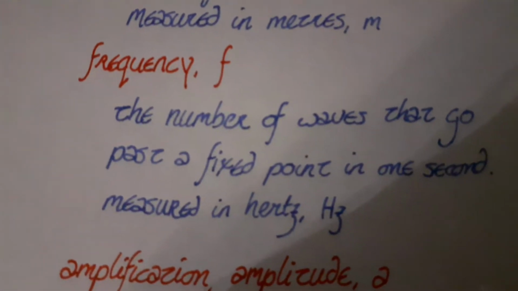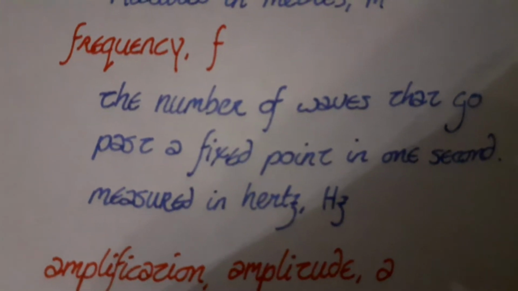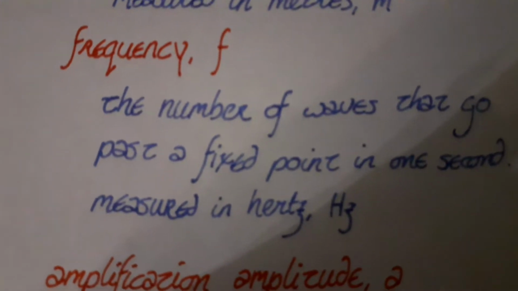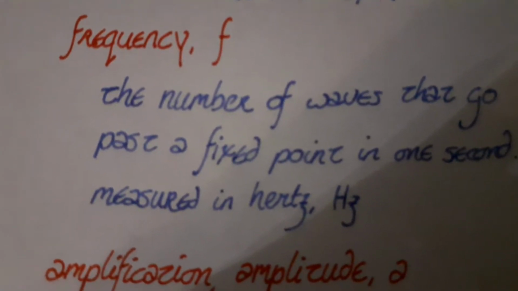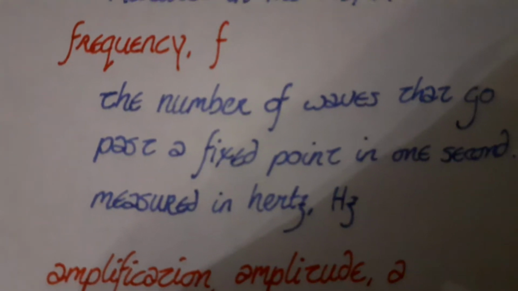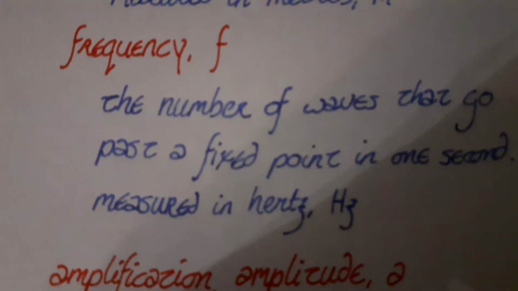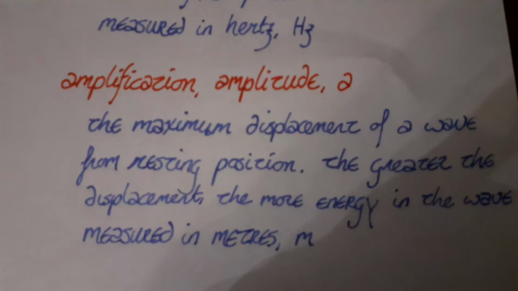Frequency, f. It's the number of waves that go past a fixed point in 1 second, and we measure it in hertz. That's Hertz. And to write it down, it's capital H, small z for the unit. Okay? And our last one, amplitude, is written with a little a.